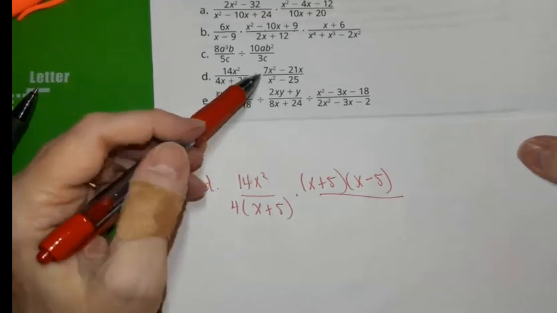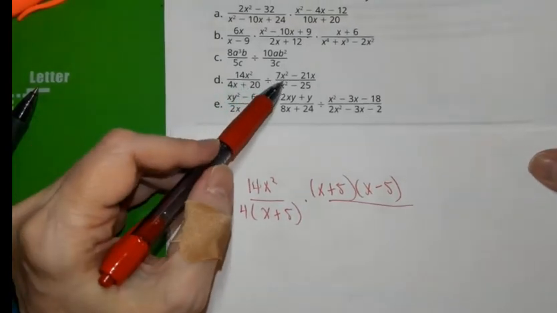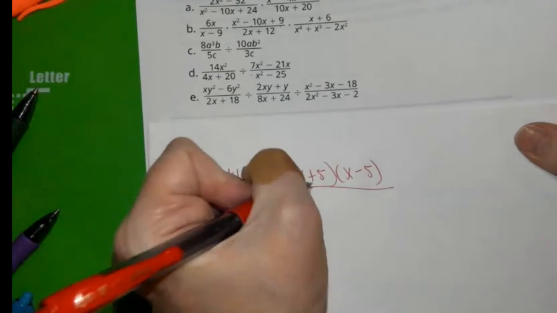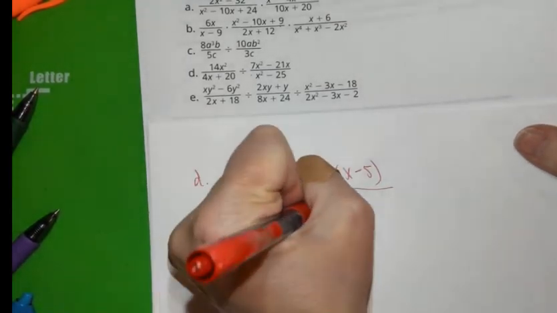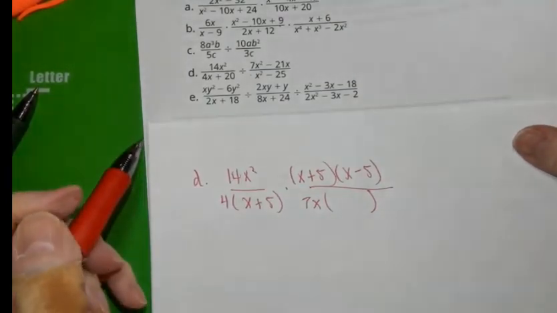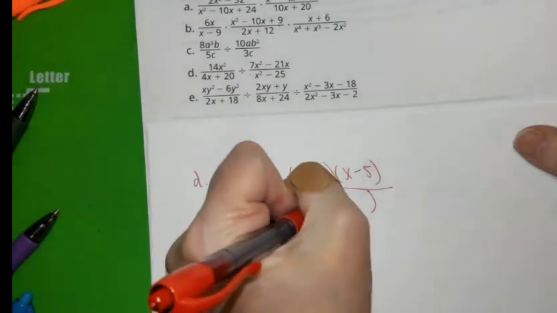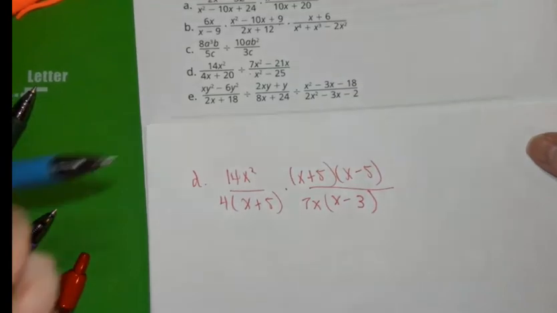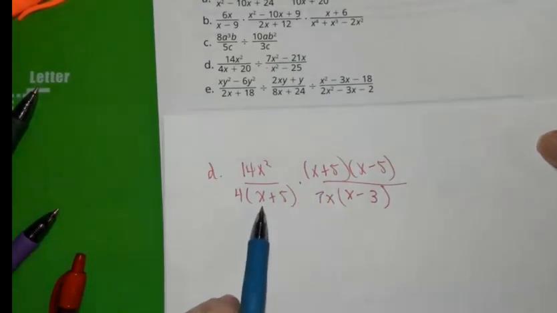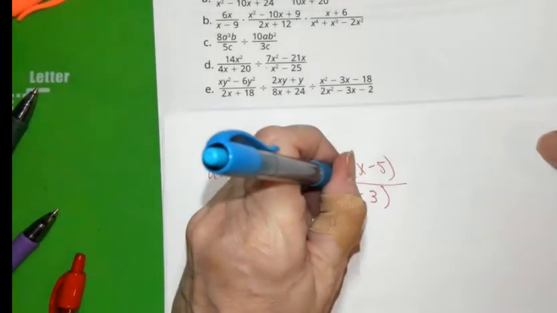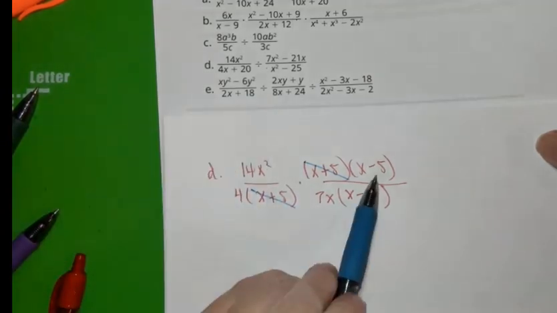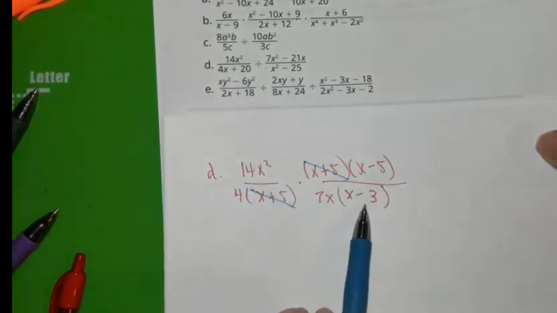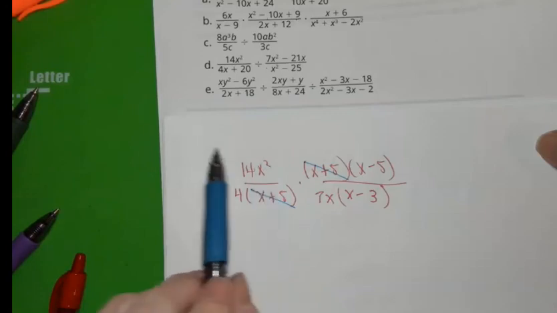And then at the bottom, we're going to factor out 7x squared minus 21x. The 7x is a common factor, so you'll be left with x minus 3. Take a look at what's left, and you'll notice the x plus 5 factors are common, so those can be divided out. There is no other x minus 5 on the bottom. There is no x minus 3 on the top.